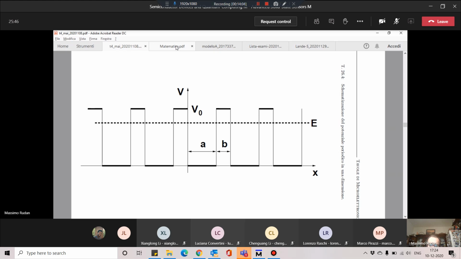But in this case, because we have to deal with a periodic structure, we shall see immediately that it is sufficient to solve the equation only in one period. And this is due to the theorem that I'm going to introduce in a minute.